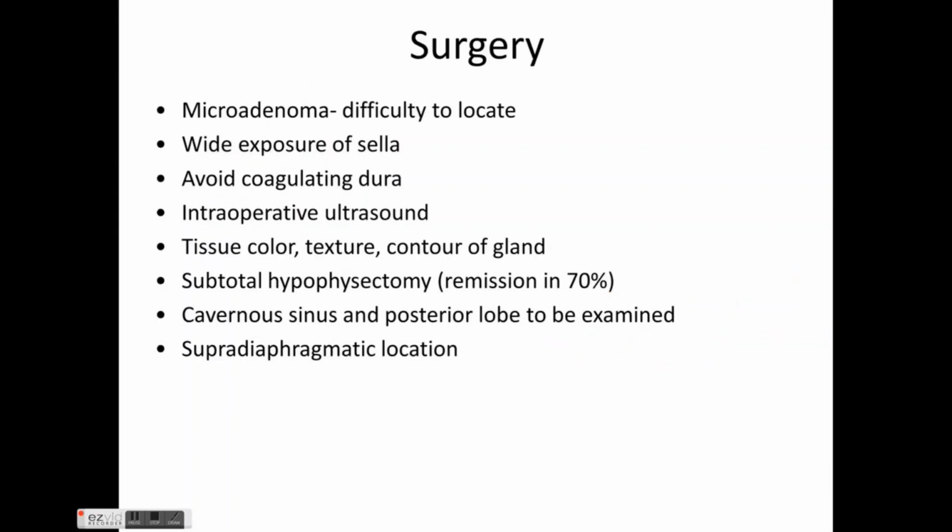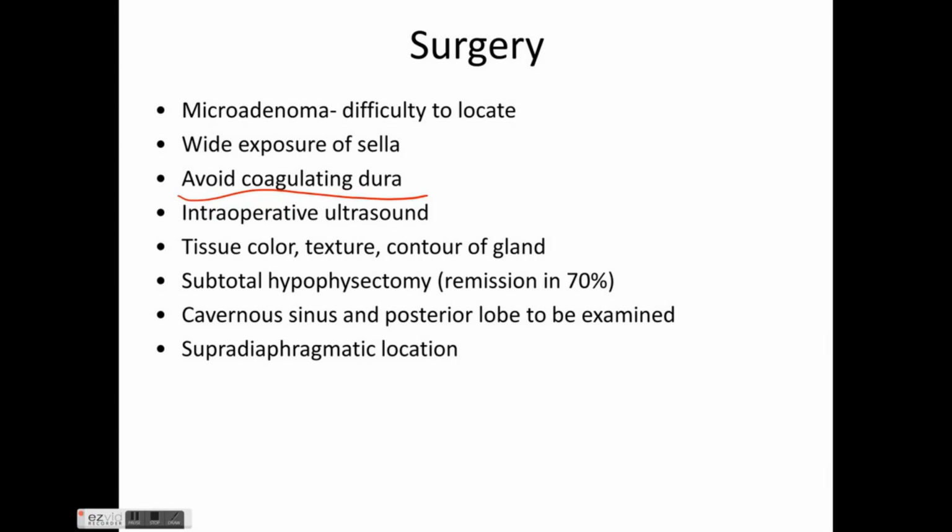So, when we talk about the surgery of pituitary adenoma in terms of Cushing's disease, the microadenomas can be very difficult to locate, and it's better to use neuronavigation or ultrasound to facilitate the finding of the adenoma. We should always have a wide exposure of the sella. The four blue lines of the anterior and posterior intercavernous sinus and the two cavernous sinuses should be well visualized. It is always advisable to avoid coagulating the dura, which can hamper identifying the adenoma, and the tissue color, texture and contour of the gland need to be identified.